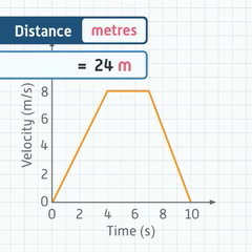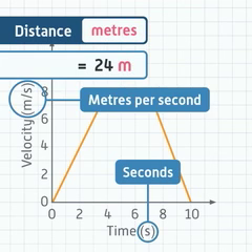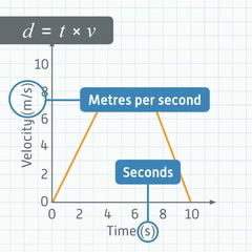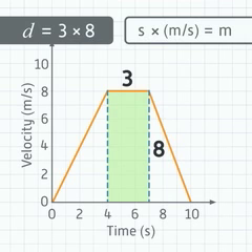We know that the distance will be given in meters because the time is measured in seconds and the velocity in meters per second. We multiply time and velocity together, so we multiply seconds by meters per second, and this gives meters. Notice now that if you multiply 3 by 8, you are finding the area under the graph for the period between 4 seconds and 7 seconds.